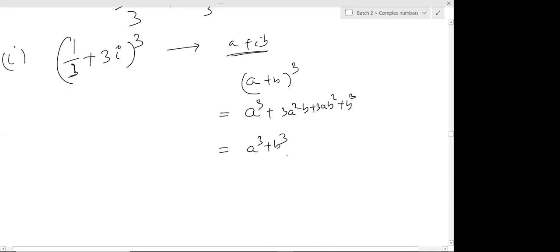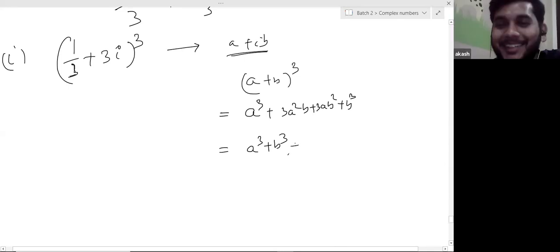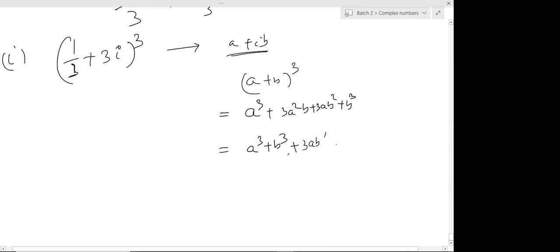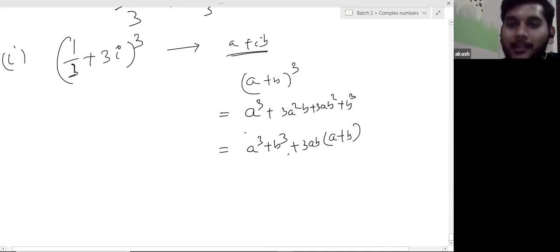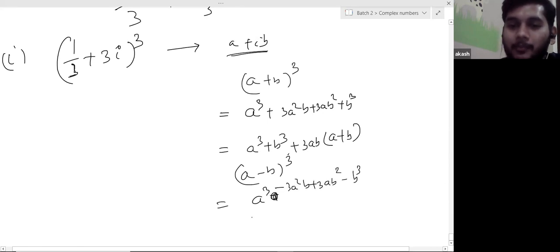Actually, I didn't get the time to see the second formula. Okay, you didn't get the time. All right. Write it down. And a minus b whole cube is a cube minus 3a square b plus 3ab square minus b cube. Or another formula is a cube minus b cube minus 3ab into a minus b.